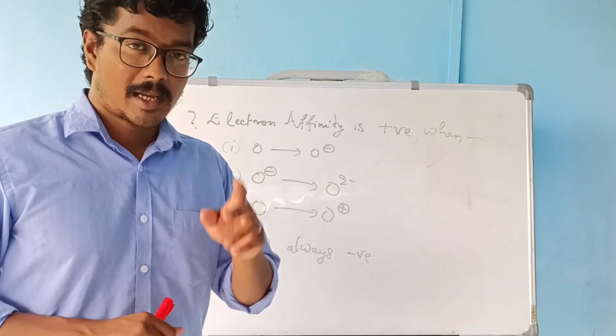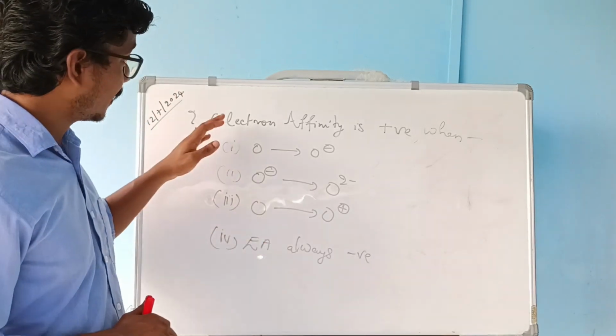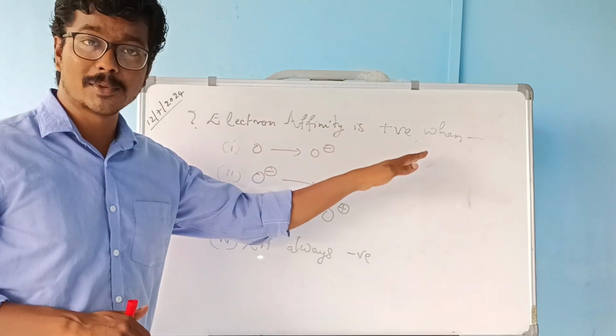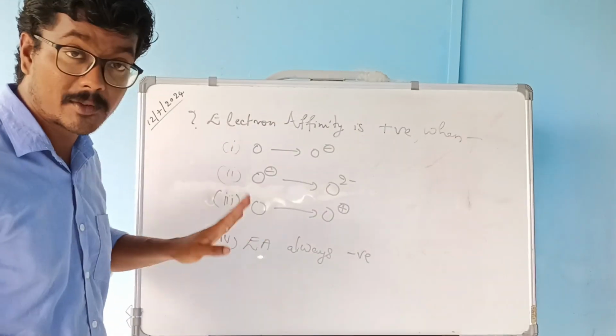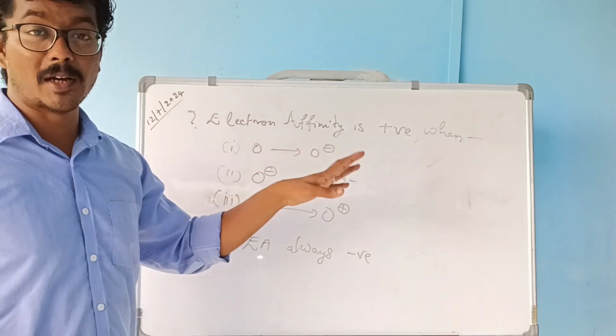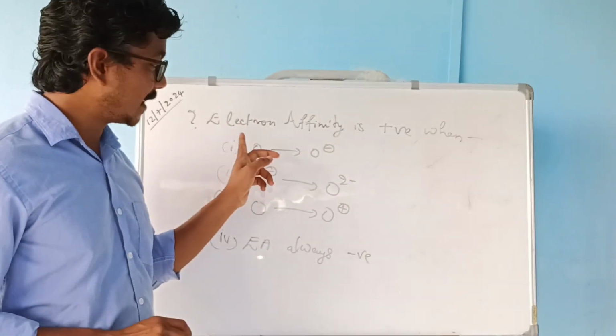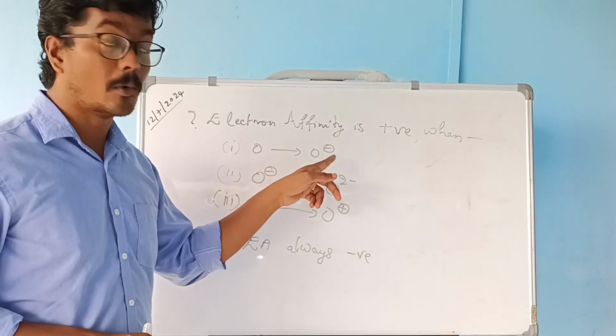Let's discuss another question related to electron affinity. You have been given four options, and you have to find in which case the electron affinity value is positive. The first option is oxygen: a neutral oxygen changes to O minus.